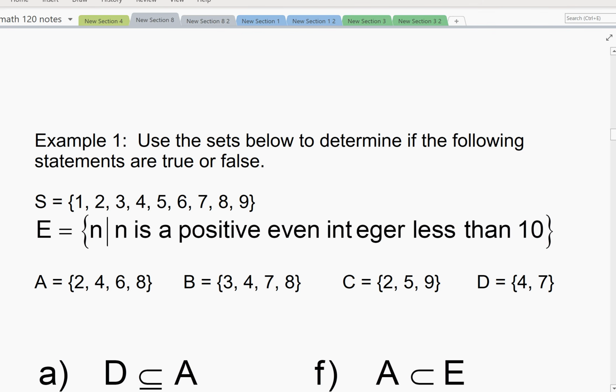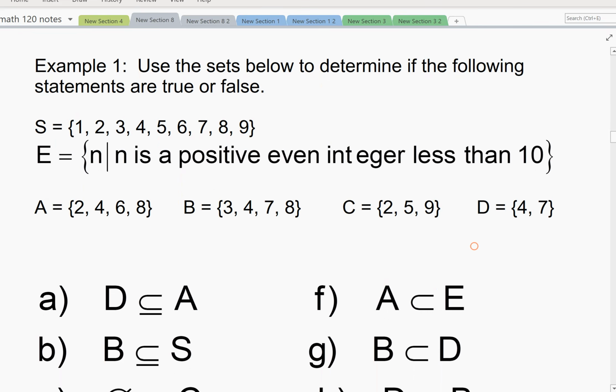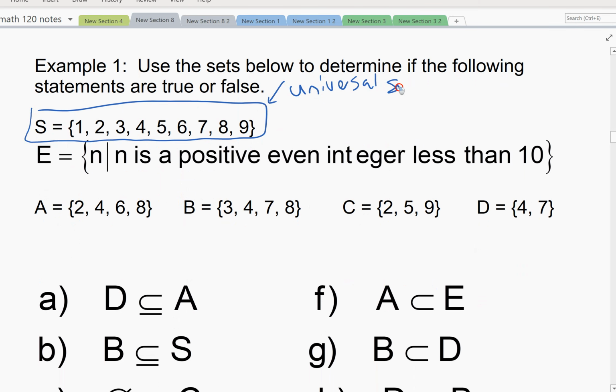So the first example is just practicing understanding when I have a proper subset, universal set, or equal sets. Hopefully you can answer these before I do. I've got S, which is my universal set, meaning I'm only interested in the integer values 1, 2, 3, 4, 5, 6, 7, 8, 9. I don't care about any other numbers. Those are the 9 numbers I'm looking at. That's my big set, my universal set. The rest of these, E, A, B, C, D, should all be subsets of that universal set.